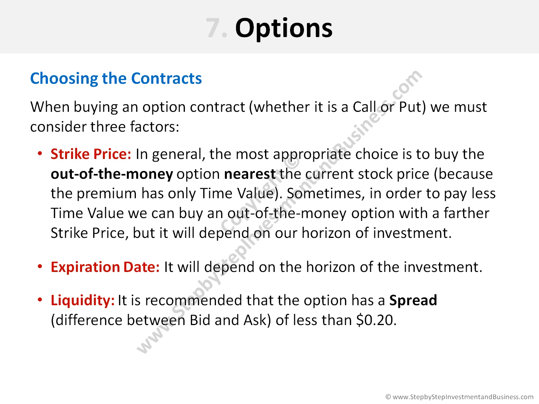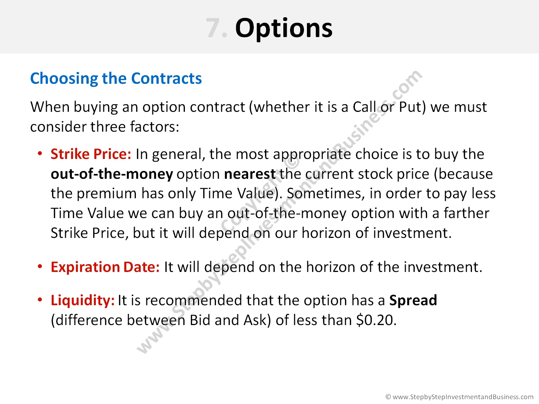Now let's see how to choose which options to buy when opening a long call or a long put position. When buying an option contract, whether it is a call or put, we must consider three factors: strike price, expiration date, and liquidity. With respect to the strike price, in general, the most appropriate choice is to buy the out-of-the-money option nearest the current stock price, because the premium in that case has only time value.